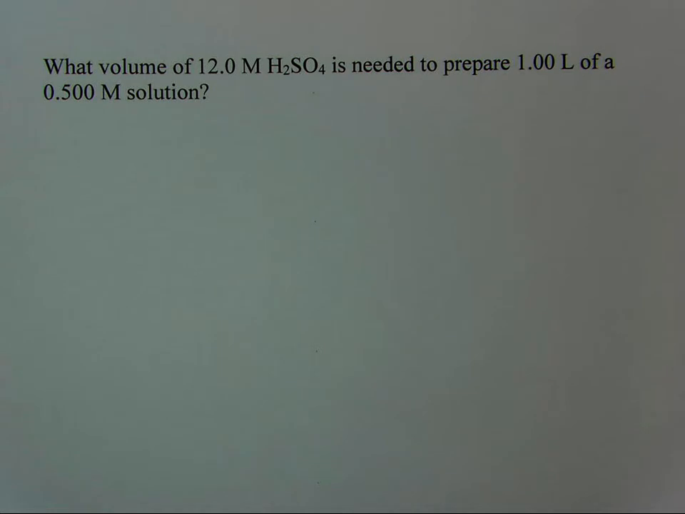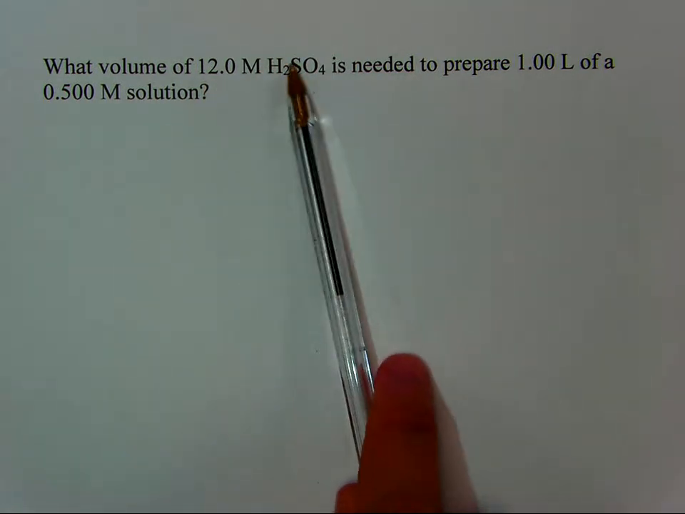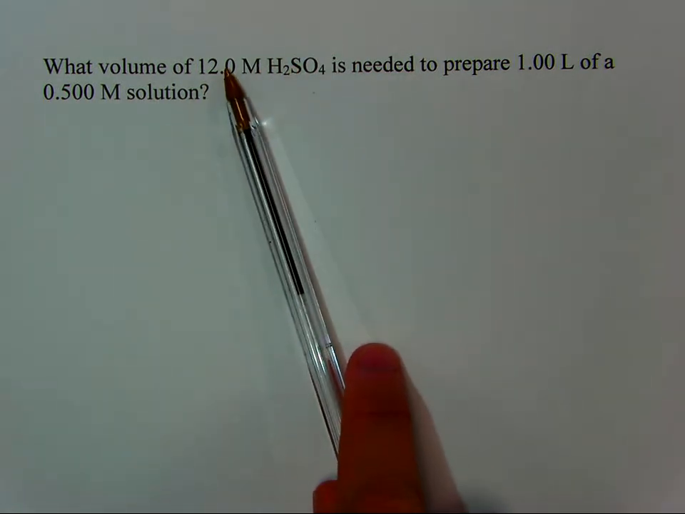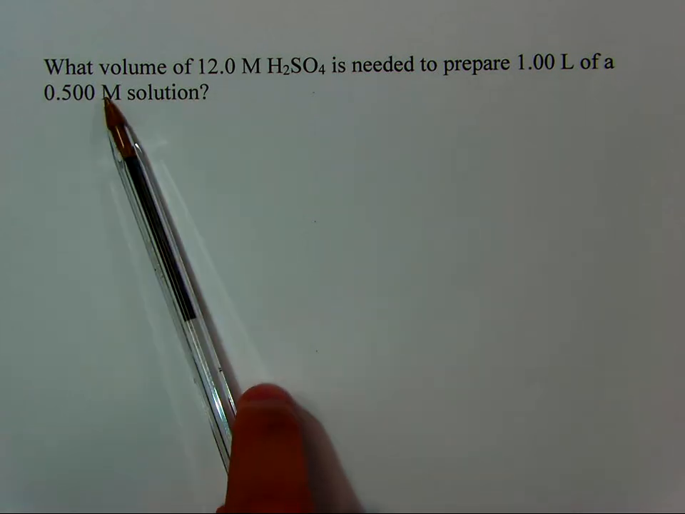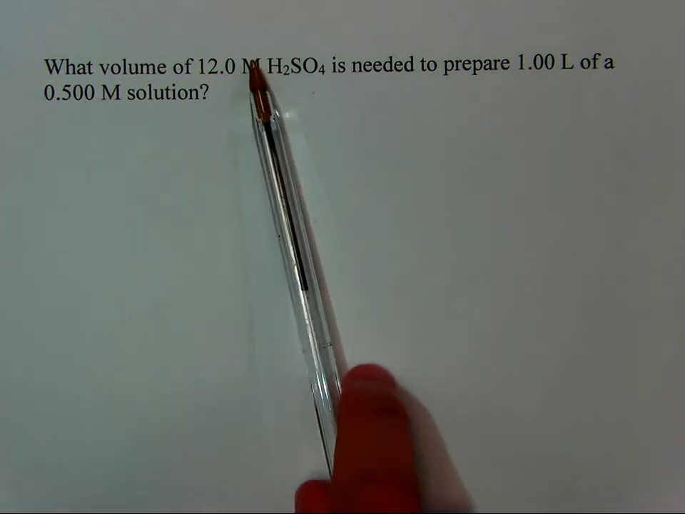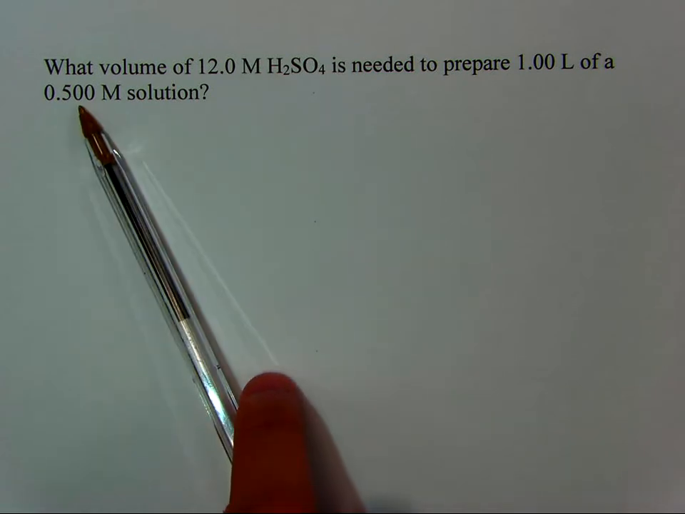What volume of 12.0 molar sulfuric acid, H2SO4, is needed to prepare 1.00 liters of a 0.500 molar solution? So looking at this, what we're given is how much of this concentration stuff do I need to make a certain amount of a different concentration, a concentration that's lower. So I'm using some concentrated stuff and it's becoming less concentrated when I add some water. That's a dilution problem. Okay?